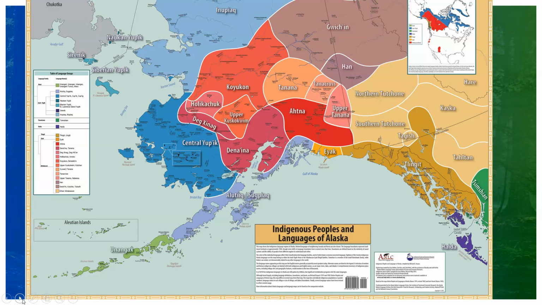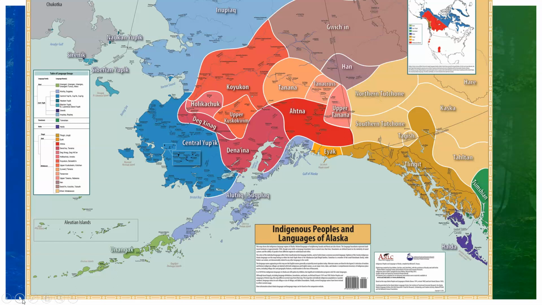They include such Athabascan languages as Ahtna, Tanana, Koyukon, Dena'ina, as well as such groups as Eyak and Tlingit, both of which are related to the Athabascan group and part of what's called the Na-Dene language family.